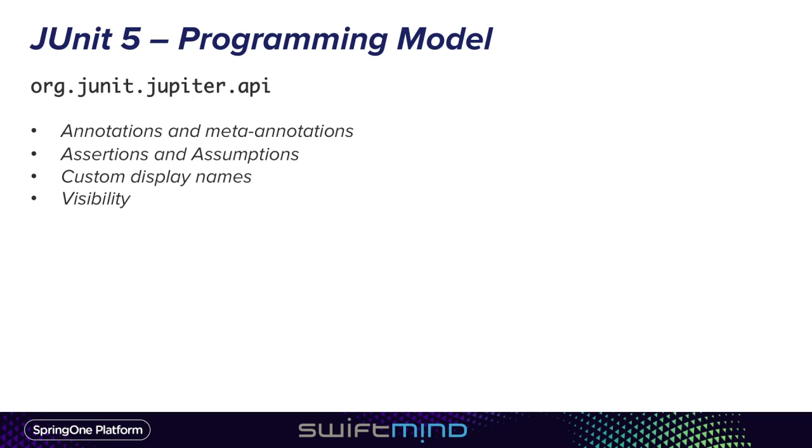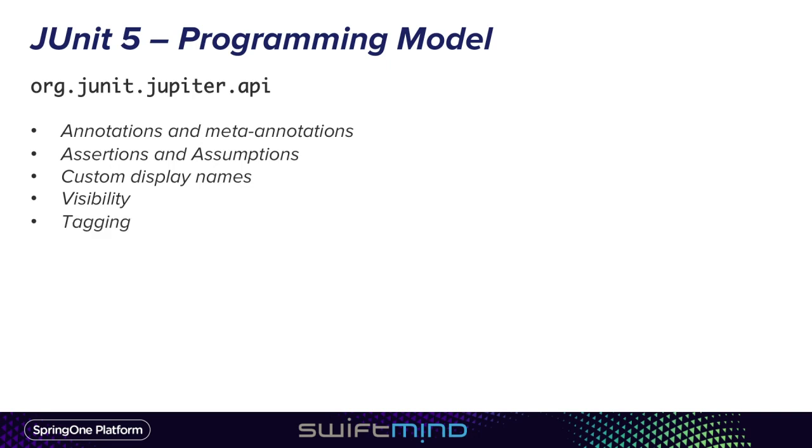Visibility, I mentioned that before. JUnit 5 is no longer as stubborn as JUnit 4 was in some ways. You don't have to make your classes public. You don't have to make your test methods public. As long as they're not private, JUnit will find them and execute them. After all, JUnit uses reflection anyway, so it's no big deal there.